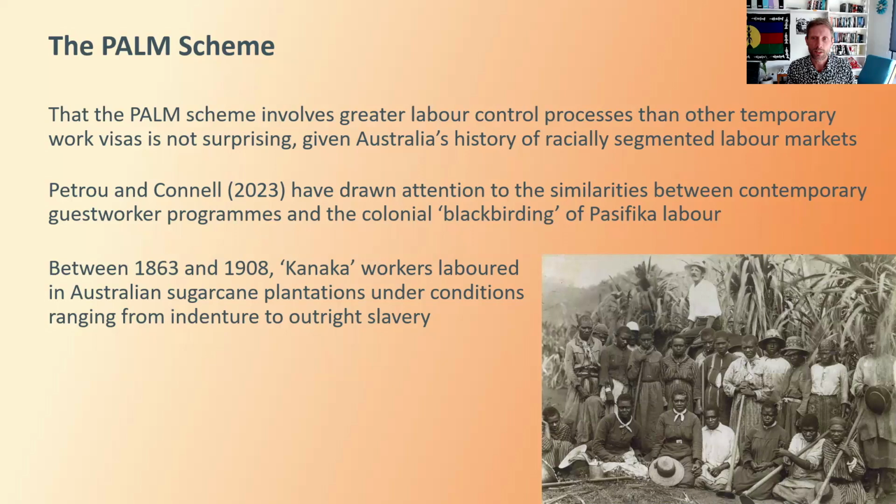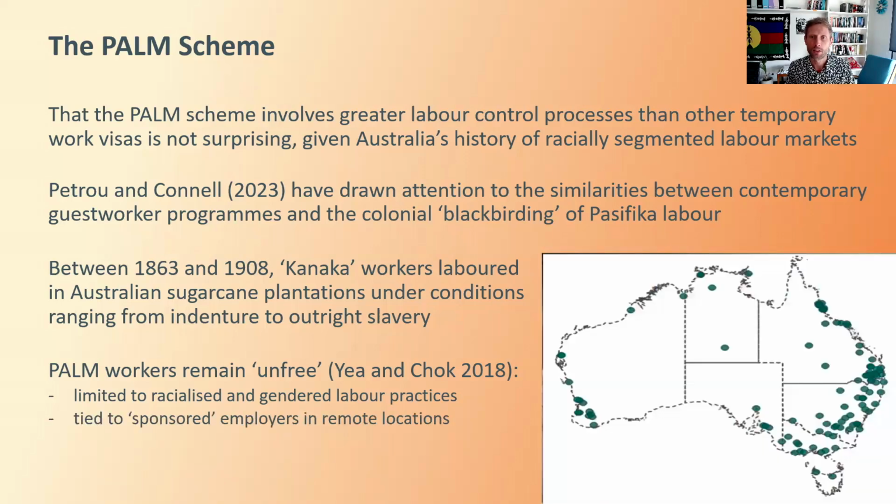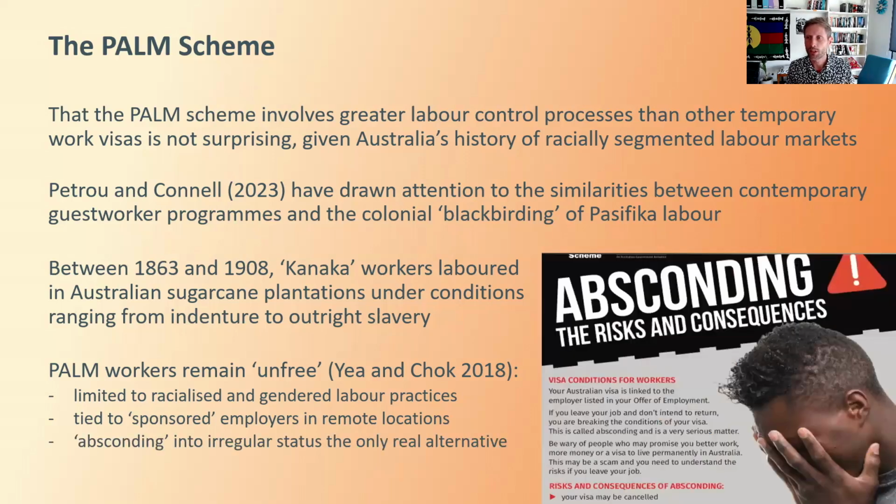So between 1863 and 1908, so-called Kanaka workers laboured under conditions ranging from indenture to slavery on Australian sugarcane plantations, as well as elsewhere in the region. And this is what's being evoked through the PALM scheme, largely because the workers who are employed in the PALM scheme remain unfree. They're limited to racialized and gendered labor practices in devalued industries like aged care and meat processing, but they're also tied to sponsored employers in very remote locations, so that they're kept in situations where there's a lack of social infrastructure, there's a lack of connection to major cities, and there's a high rate of dependency upon employers. The only alternative to this is the so-called absconding, again to use the language used by the Australian government, into irregular status to move away from these employers. There's no mechanism for changing employers within the scheme.